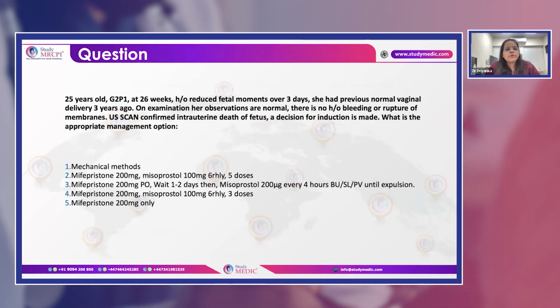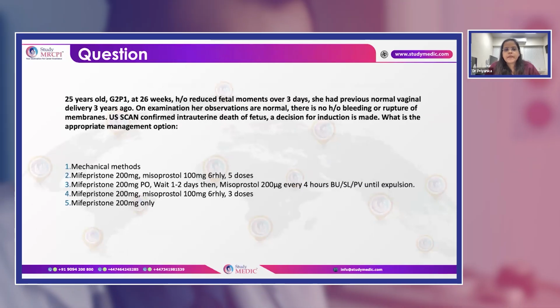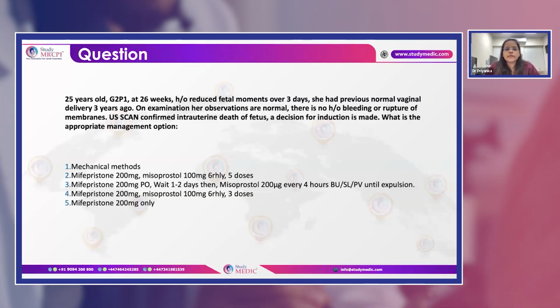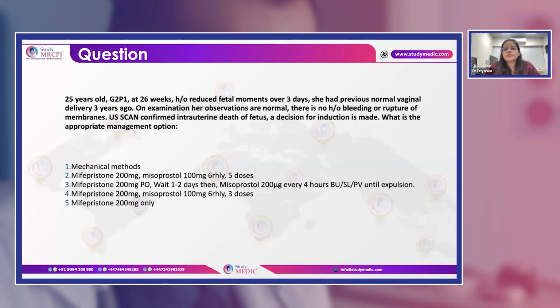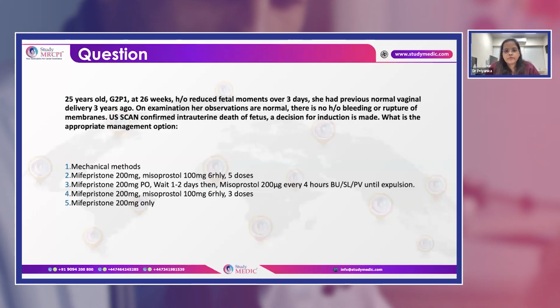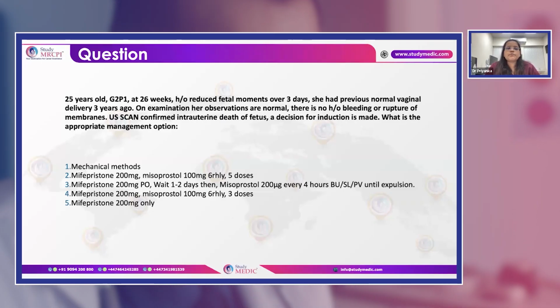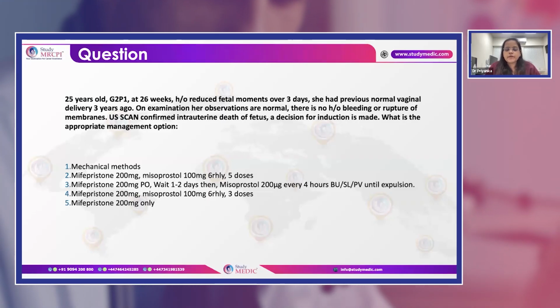So she had a previous normal vaginal delivery 3 years ago. And now on examination, her observations are normal. There is no bleeding or leaking vaginum, and the ultrasound shows that there is intrauterine death of the fetus. And a decision is made to induce her labor. So, what is the most appropriate management option here?